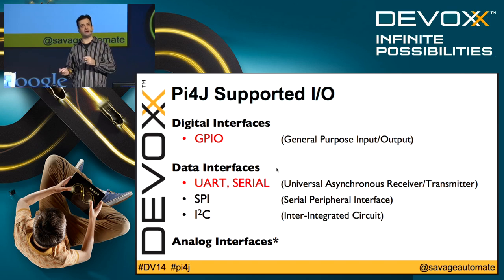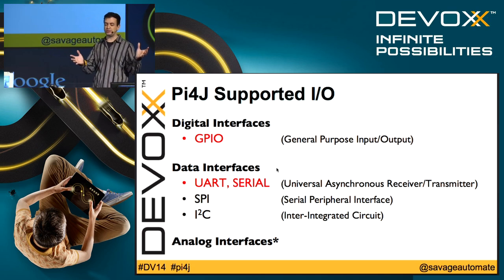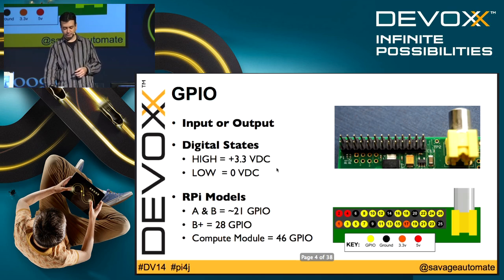Although the Raspberry Pi hardware doesn't have any analog inputs or outputs, you can augment the circuitry by adding some additional add-on boards that you can access analog. So there is some basic analog functionality in Pi4J. But today, for our demonstration here, we're going to focus on GPIO and then serial communication.